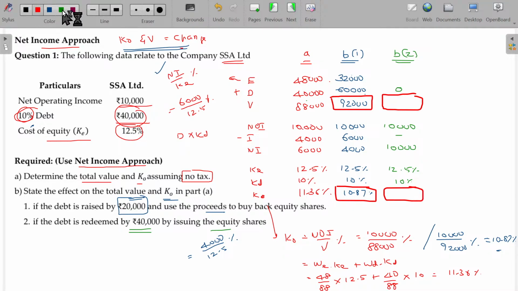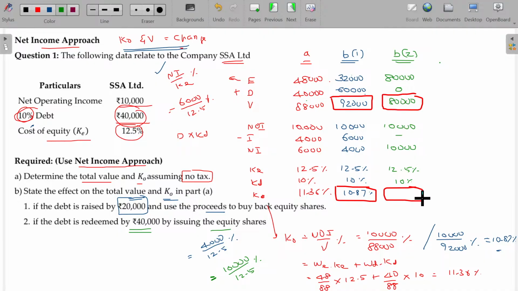Now what can we do now? We can calculate the equity. For this you can use this formula. As per this formula, 10,000 will be the earnings available to the equity shareholders, NI, divided by cost of equity being 12.5%. So this value being 80,000 rupees. And total value of the company is equivalent to the equity share capital only, as we don't have the debt.